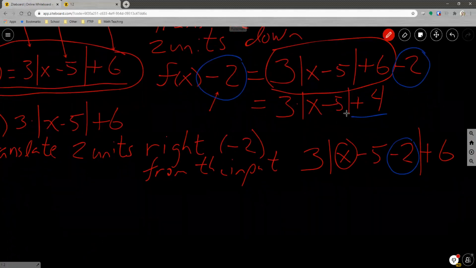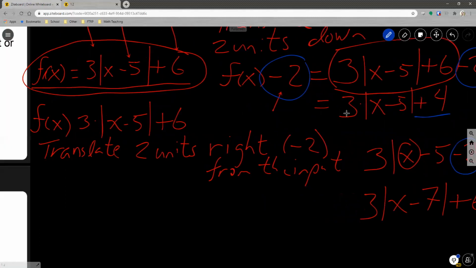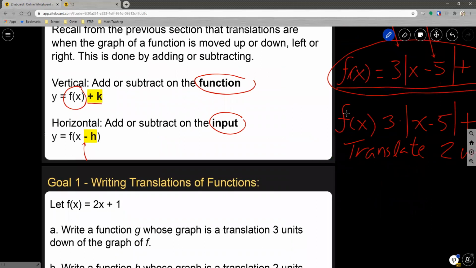And my new function is going to be 3 times the absolute value of x minus 7, plus 6. That becomes my new function with a translation 2 units to the right. So just remember, if it's horizontal, it's going to be on the input. And if it's vertical, it's going to be on the function as a whole.